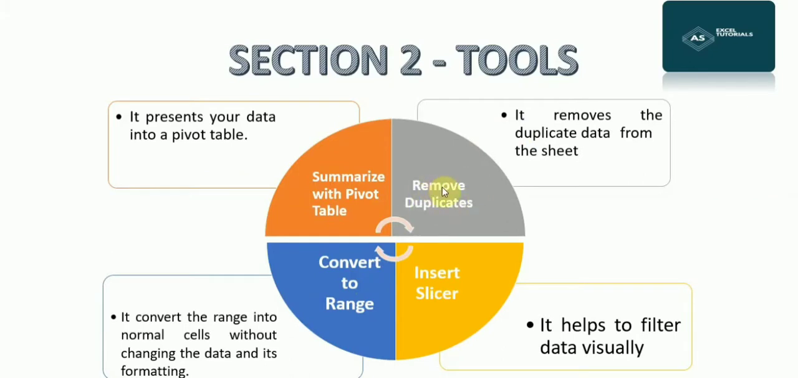Remove duplicates removes the duplicate data from the sheet. Insert slicer helps you filter data visually. And convert to range will convert the table range into normal cells without changing the data and its formatting. Now we'll see all this in Excel.